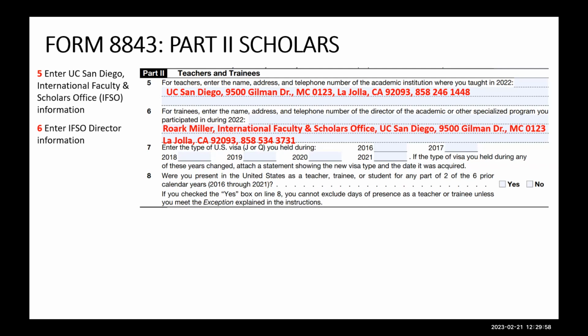Okay, then for question 7, they ask you to enter the type of US visa you held. And again, when they say visa, they really mean your non-immigrant status that you were in while inside the United States. So you basically would just enter it for the year that you arrived. So if you weren't here earlier than 2021, but you came in 2021, as I did in my example, I just put J1 in the 2021.